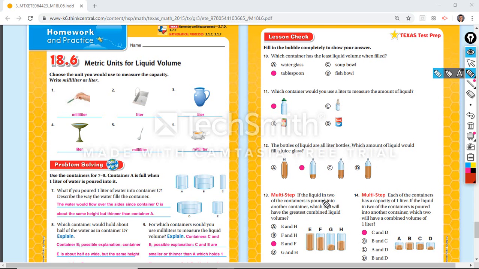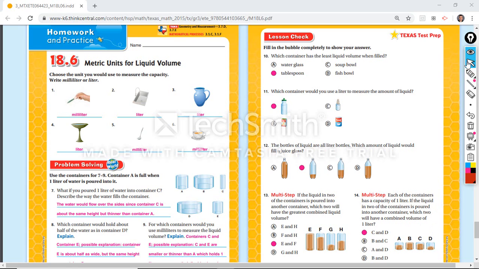And 13, if the liquid in 2 of the containers is poured into another container, which 2 will have the greatest combined liquid? So which 2 would you combine to have the greatest volume? It'd be E and F, because you put these two together, and it will have the greatest volume. Each of the containers has a capacity of 1 liter. If the liquid in 2 of the containers is poured into another container, which 2 will have a combined volume of 1 liter? If I put A and B together, that's a little bit too much. If I put C and D, that's going to give me the 1 liter.